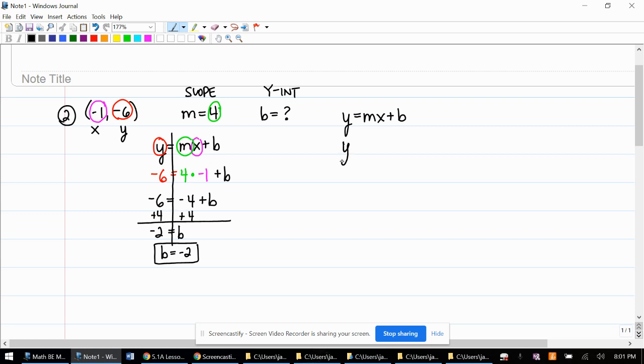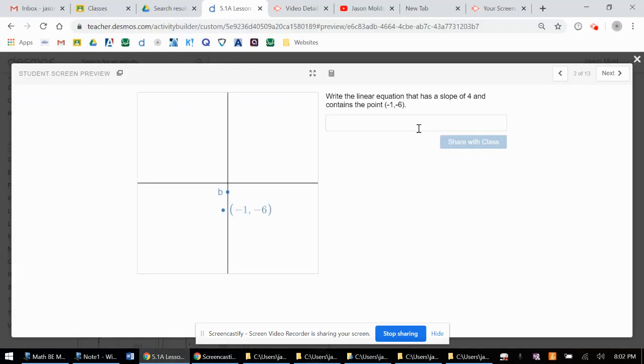And then I'm going to rebuild my equation, which is y equals m is 4, x goes back to x, and b is -2. And I'm going to go into my slide and type it in, and it should give me some feedback that I did this correct. So we have y equals 4x minus 2. You can see I did this correct. There it is in slope-intercept form. You can also do plus -2.